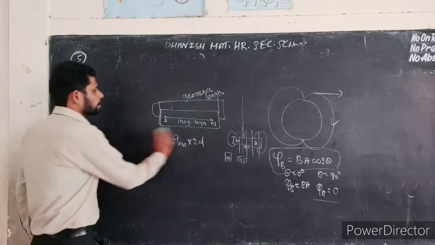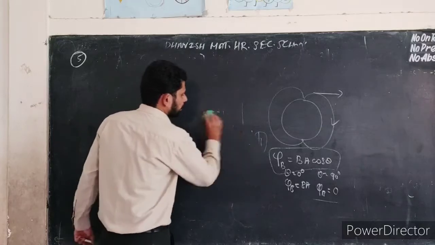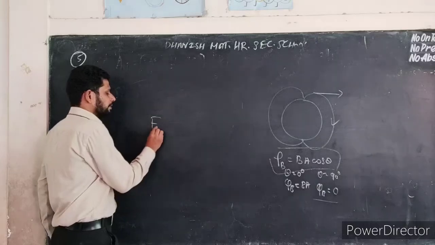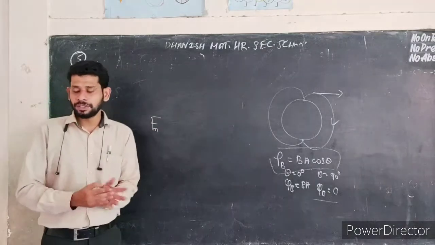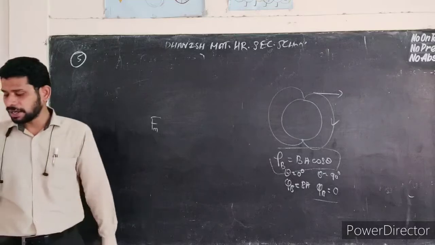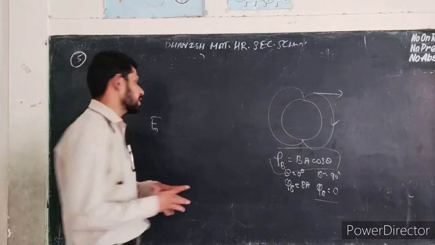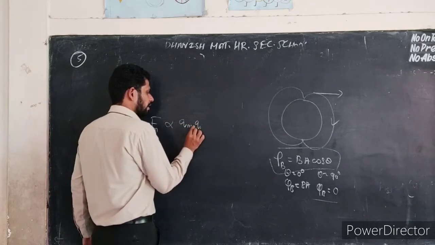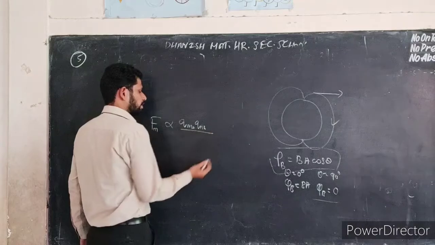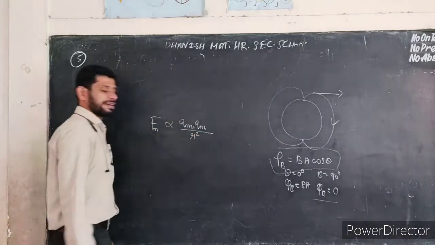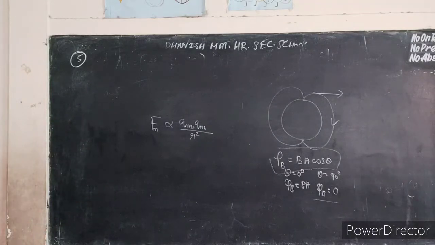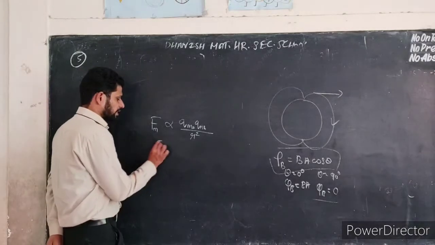Okay, Coulomb's inverse square law. What is meant by Coulomb's inverse square law? The force of attraction or repulsion between any two magnetic poles is directly proportional to the product of their pole strengths and inversely proportional to the square of the distance between them.